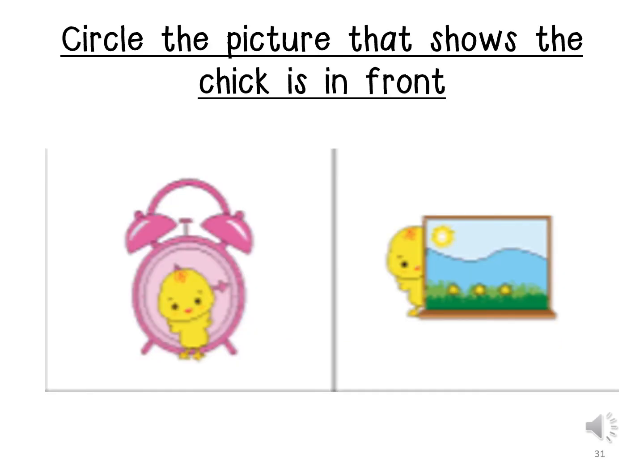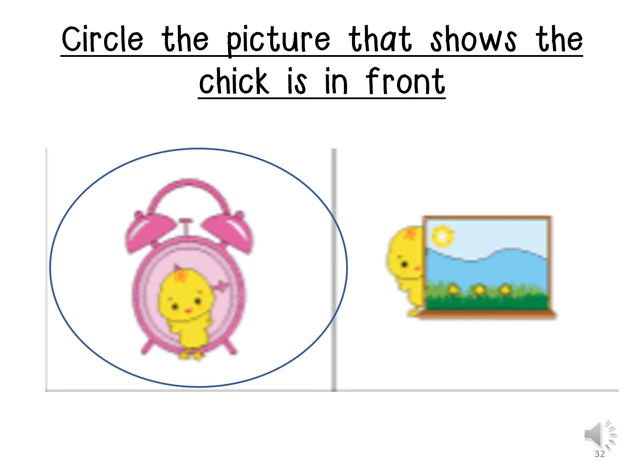Now it says, circle the picture that shows the chick is in front. As you can see, boys and girls, we have two pictures here. Now we need to see which picture shows that the chick is in the front. So it is the first picture. The chick is in the front.